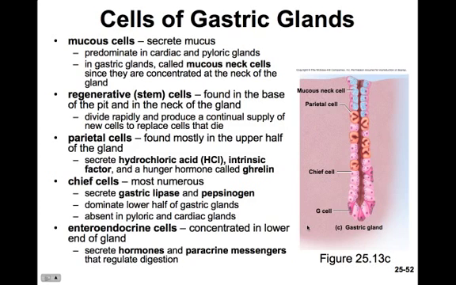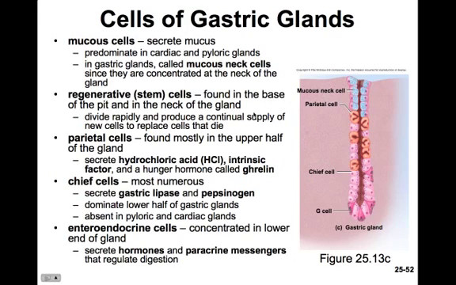The cells of gastric glands, there are several different types of cells in gastric and pyloric glands. There's mucus cells, which secrete mucus, and these are predominant in the cardiac and pyloric glands. In gastric glands, we'll see mucus neck cells right here, since they're concentrated in the neck of the gland.